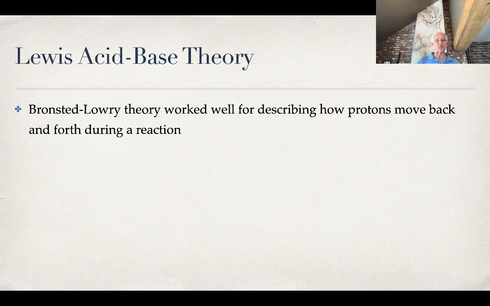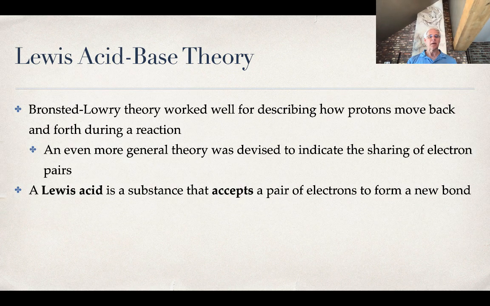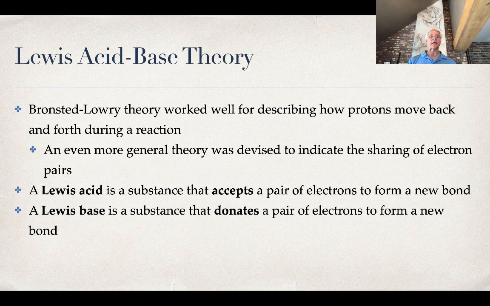So we mentioned at the start that the Bronsted-Lowry theory worked very well for describing how protons move back and forth during a reaction. But this idea of Lewis came about by looking at how electron pairs move about. And so Lewis defined a Lewis acid as something that accepts a pair of electrons to form a new bond, and a Lewis base became something that donates a pair of electrons to form a new bond.